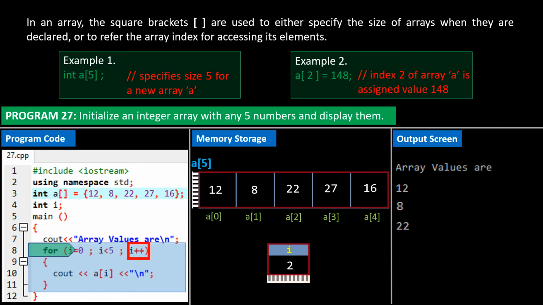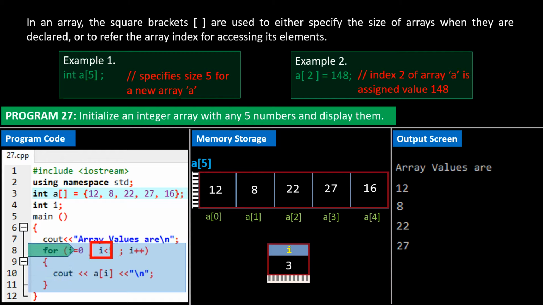Program control is back up. The loop modifier works. The value of I increments by 1. I becomes 3. Loop control is back to the loop condition. Is I less than 5? Yes, I is less than 5. Program control shifts to line 10. A of 3, or 27, is printed on the output screen. The \n character takes output control to the next line on the output screen.